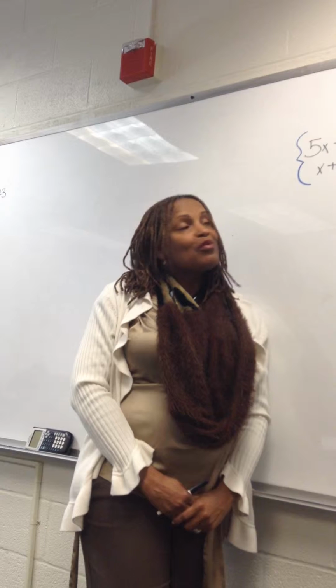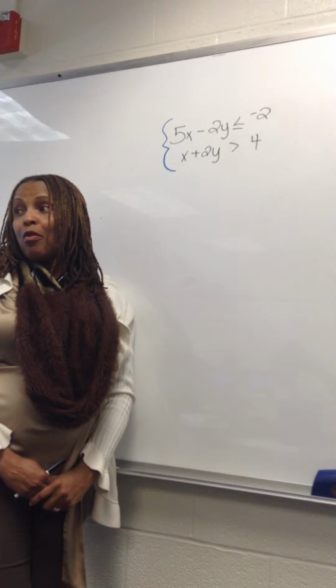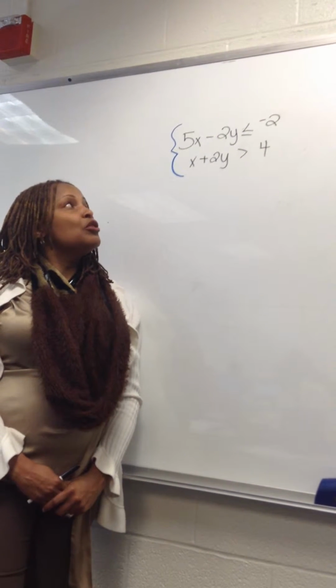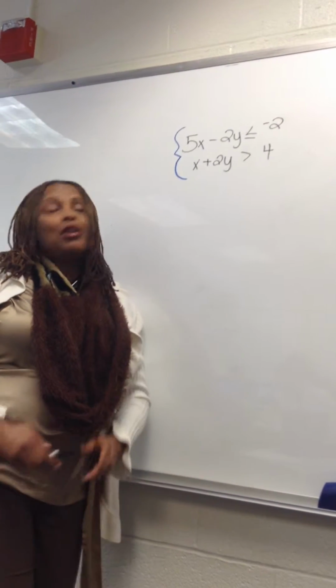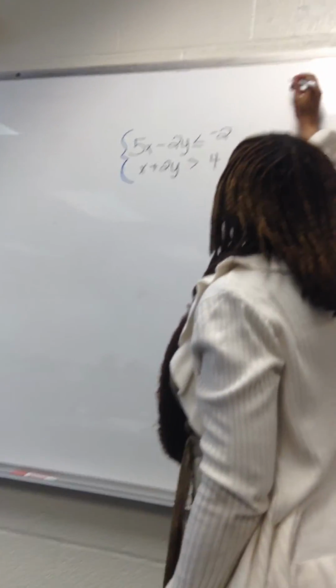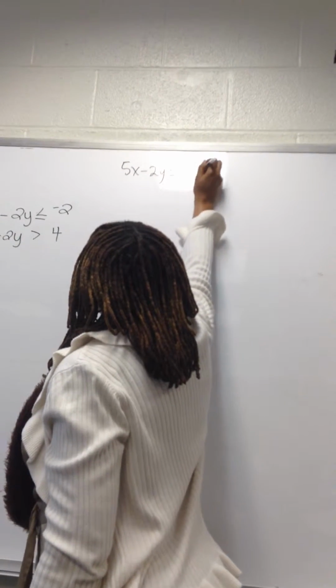We first find the y. Do you mean solve for y? Yes. Okay, so we're going to solve the top equation in terms of y. So 5x minus 2y is less than or equal to negative 2.